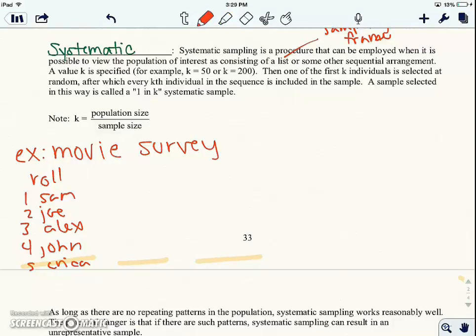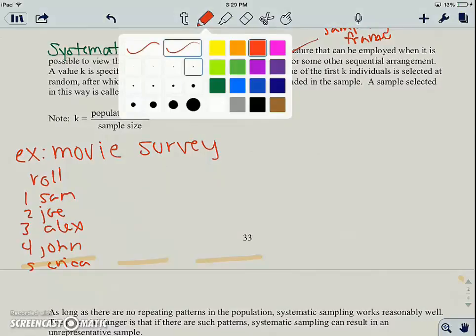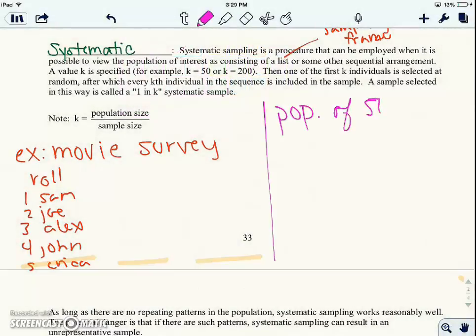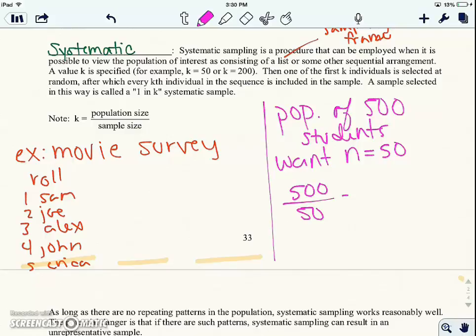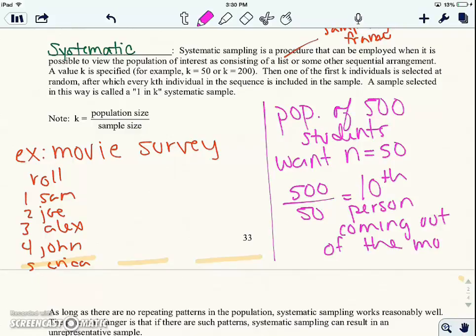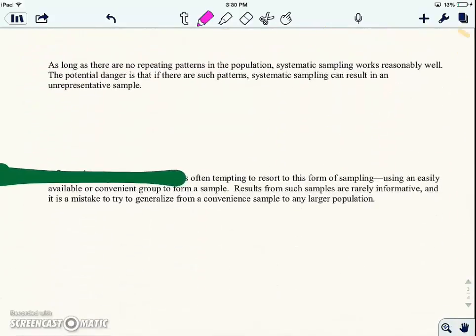Another way to do it is to say I have a population of 500 people at a specific movie, and I need to know how often I need to survey. Well, I want a sample size of 50. So here's my formula. 500 divided by 50 means I need to survey every 10th person coming out of the movie. All right. As long as there are no repeating patterns in the population, systematic sampling works reasonably well.